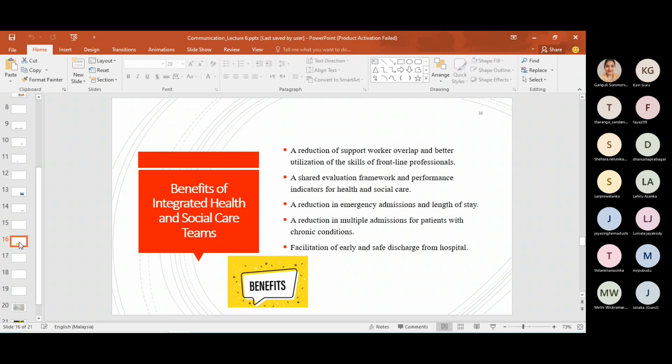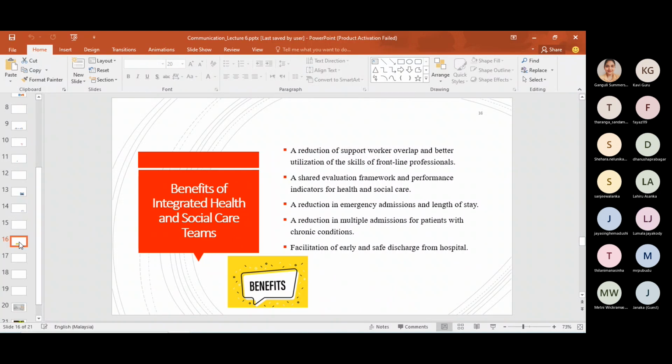Okay, and a reduction in emergency admissions and length of stay. If you look at the healthcare sector, hospitals for example, there can be emergency admissions, right? The patients who are admitted to the hospital urgently. Emergency admissions means the admissions that happen urgently. So if you have a partner hospital to help you out, you can reduce these emergency admissions as well.